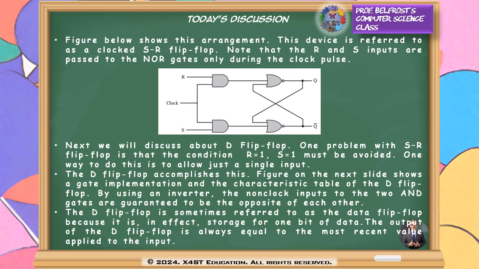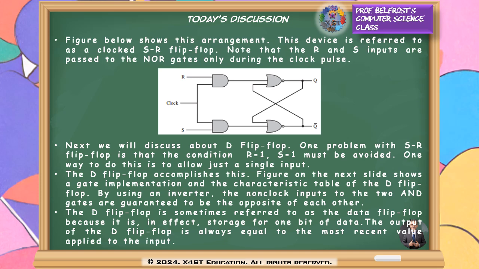Now let's discuss the D flip-flop, another type of flip-flop. One trouble with the SR flip-flop is that the condition R equals 1, S equals 1 must always be avoided. One way to do this is to allow just a single input, but that is not always the case that we can obtain.